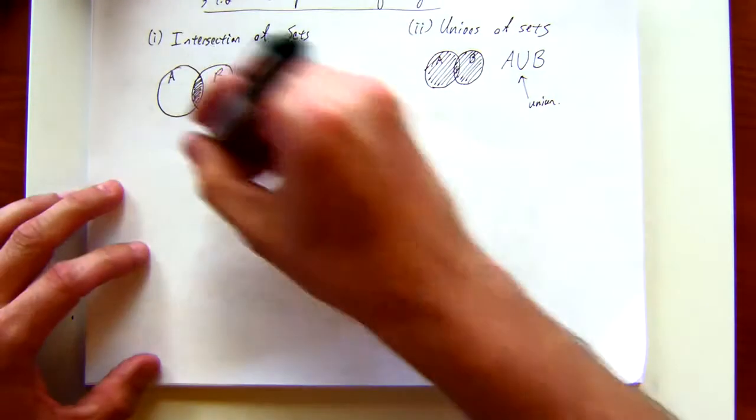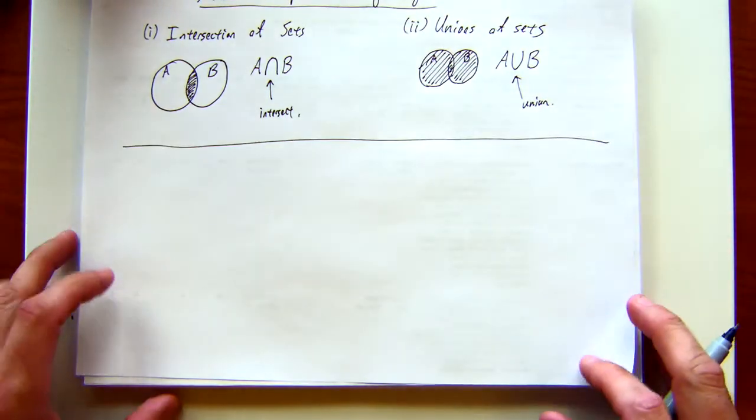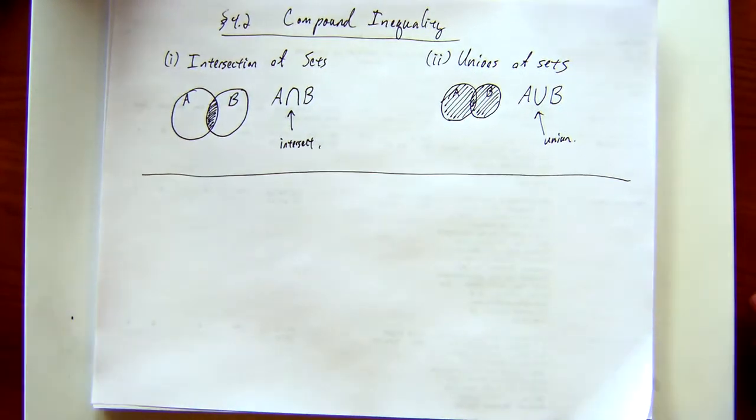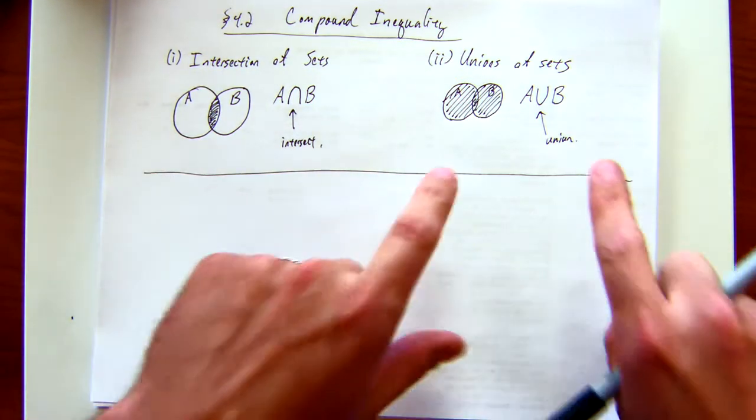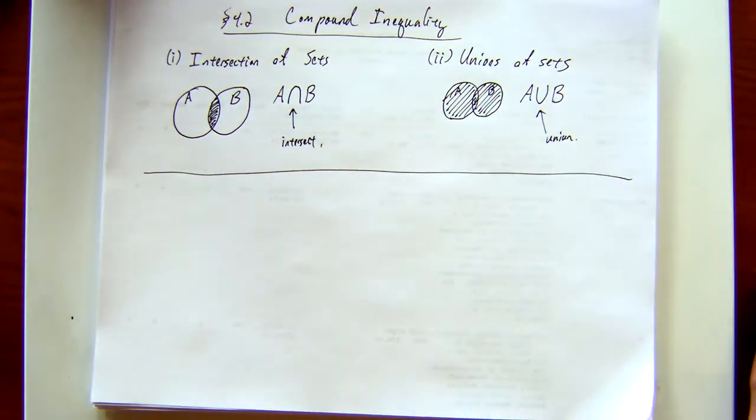Okay, the reason why I just need to introduce those things is because when we're dealing with compound inequalities, we're going to use intersection for some of our solution, and we're going to use union for some of our solution. Okay, so I want to show you exactly which ones are which.